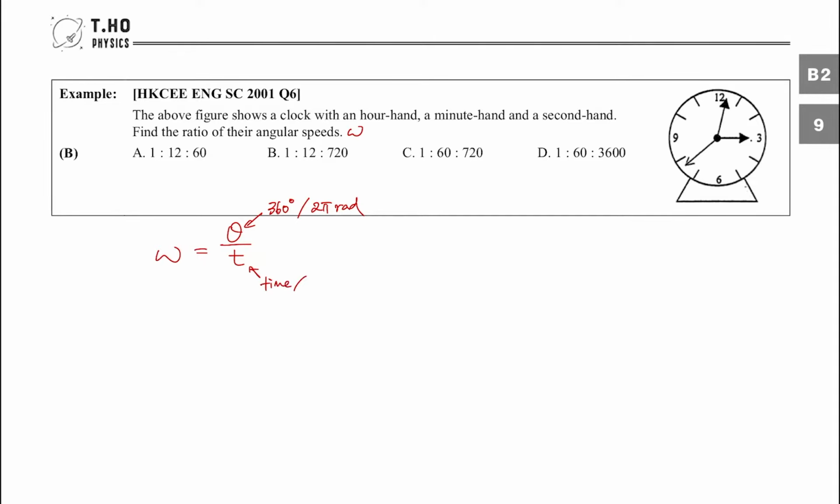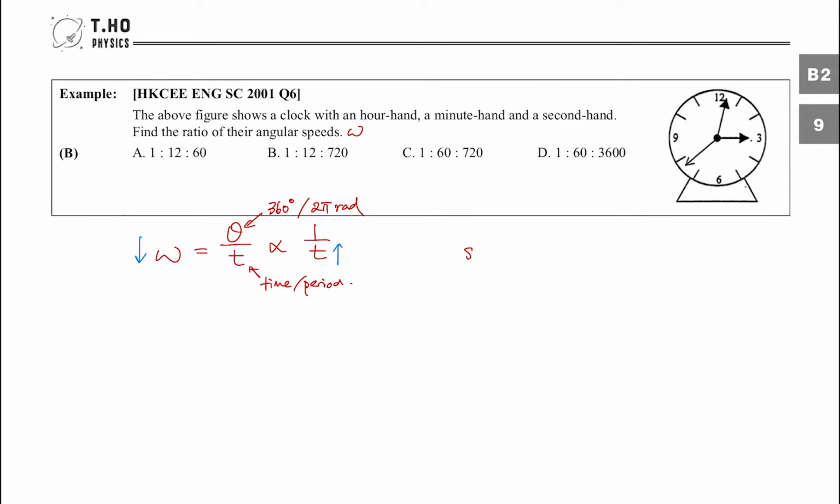The only difference is that they take different time, or the period of time, that they complete one cycle. So omega is basically inversely proportional to the time. The more time you use to complete one cycle, the slower would be the angular speed. Okay, first of all, let me be clear about everything here.